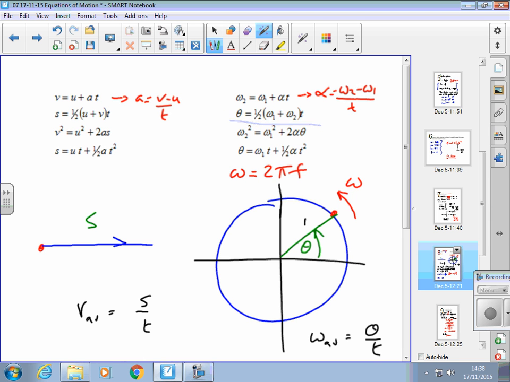What is a half of omega 1 plus omega 2 another name for? Or omega 1 plus omega 2 over 2, what's that the same as, Howard? I ask you because you mentioned it earlier. What am I finding out if I add them together and divide by 2? The average. The theta, in other words, is the average angular velocity times the time. So that's another formula I could use. A half omega 1 plus omega 2 times t. So let's use that.